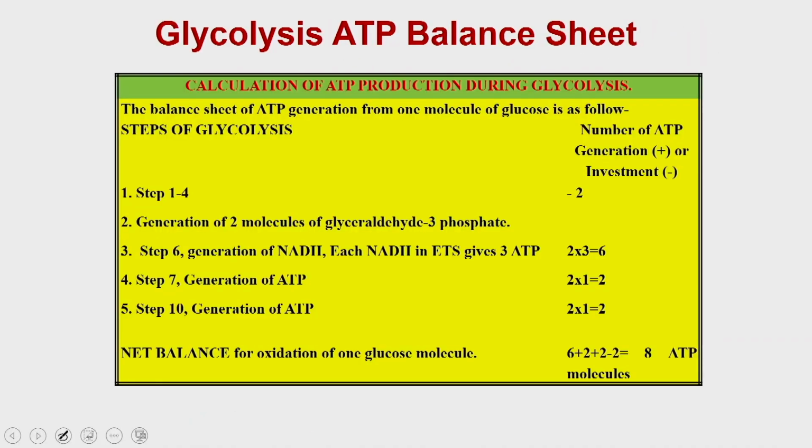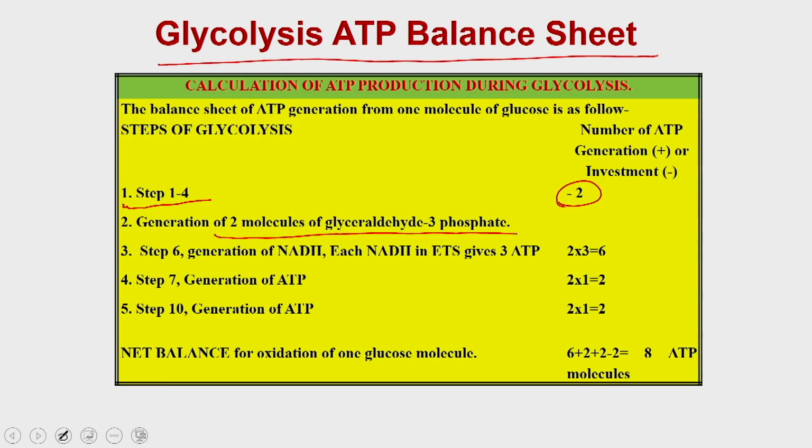So, let us see the glycolysis balance sheet. The balance sheet is like this, as we discussed. In step 1 to 4, you are actually spending 2 ATPs, and then in the subsequent step you are generating 2 molecules of glyceraldehyde 3-phosphate, and in step 6 you are generating the NADH, and each NADH molecule when it goes to the electron transport chain generates 3 ATP, which means from the 2 NADH molecules you are going to get 6 ATPs.